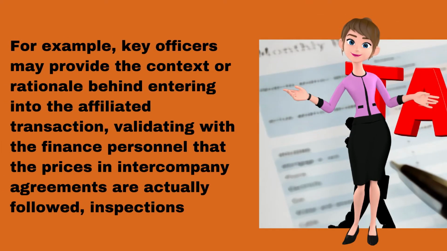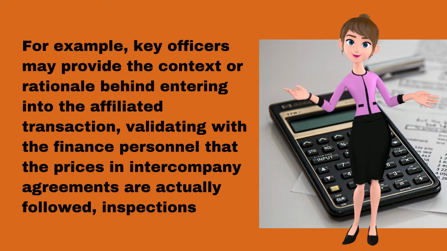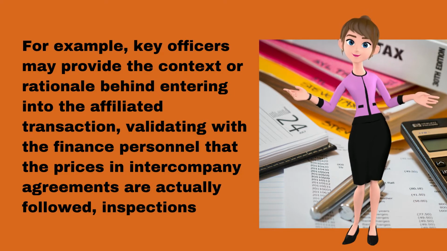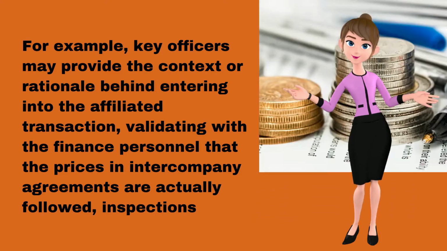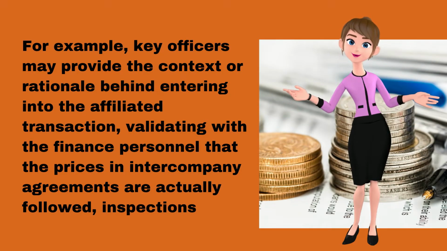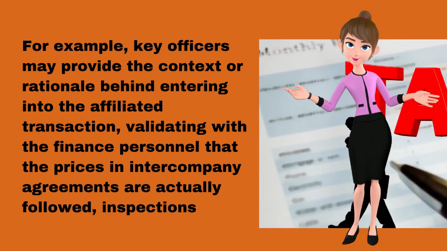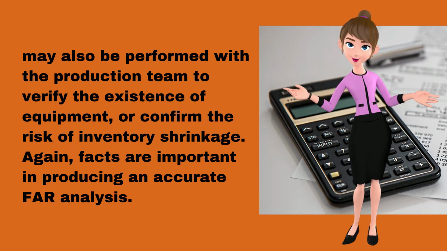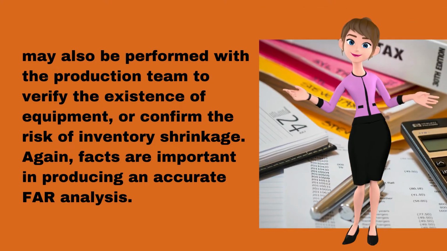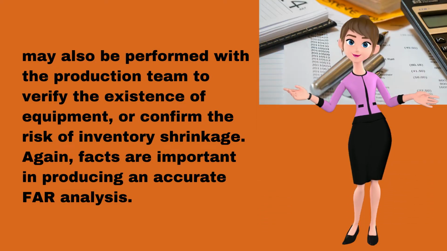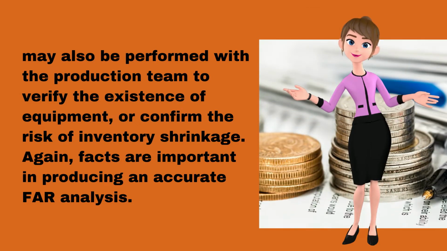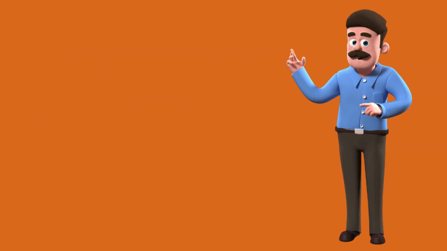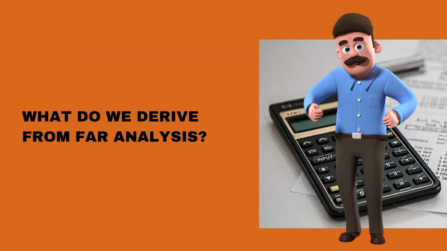For example, key officers may provide the context or rationale behind entering into the affiliated transaction, validating with the finance personnel that the prices in intercompany agreements are actually followed. Inspections may also be performed with the production team to verify the existence of equipment, or confirm the risk of inventory shrinkage. Again, facts are important in producing an accurate FAR analysis. What do we derive from FAR analysis?